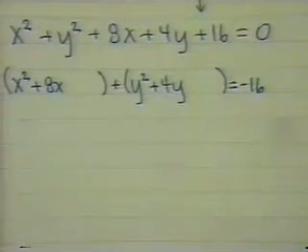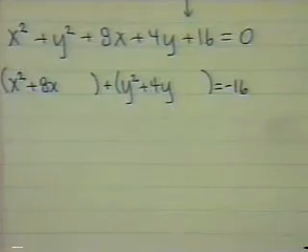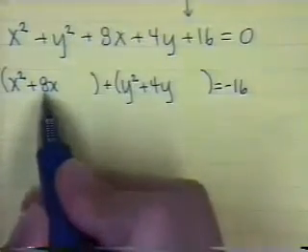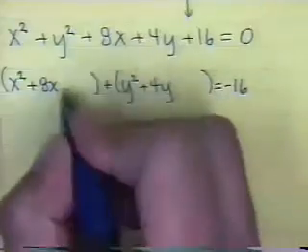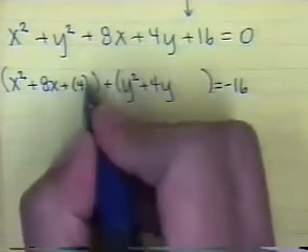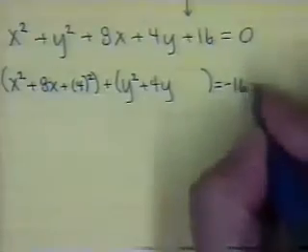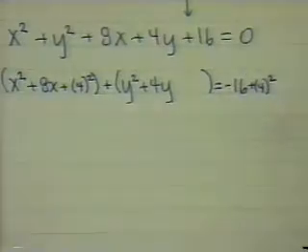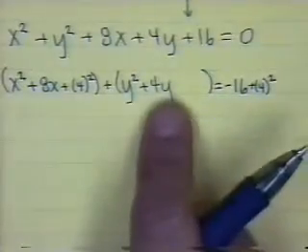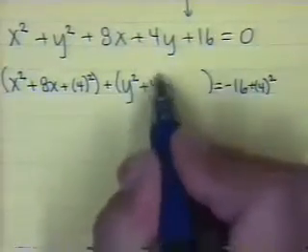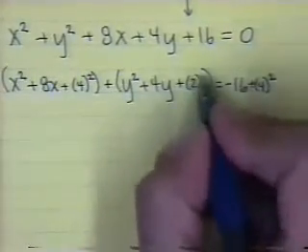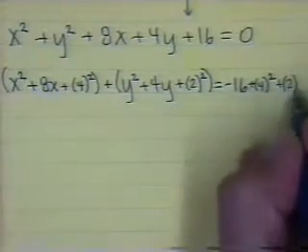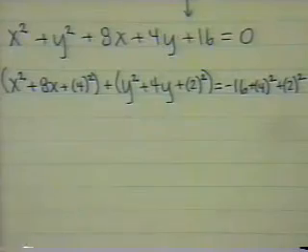Now we get to borrow from our friend completing the square, just a little bit. We're going to take half the middle term coefficient here. It's 8. Half of a positive 8 is a positive 4. So we're going to take a positive 4, square it, and add it to both sides. We're going to do the same thing with the y terms. We're going to take half the middle term coefficient, which is 4. Half of positive 4 is positive 2, squared. Add it to both sides.